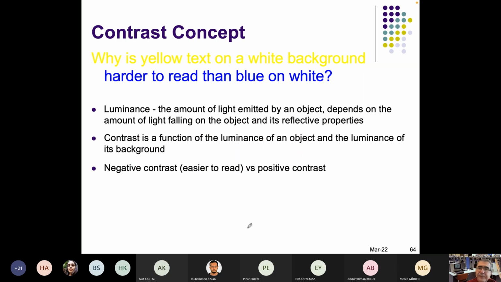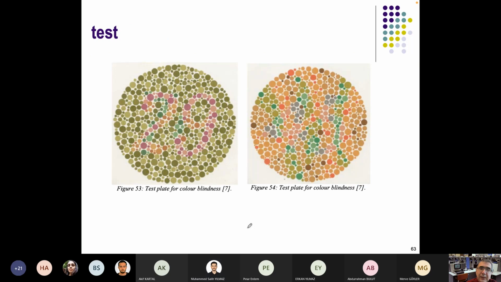Hocam, what was the right picture writing? I couldn't read it. Yeah, the right picture does not have anything. Okay. So you shouldn't have anything there if you are not colorblind. If you are colorblind, you will see something.